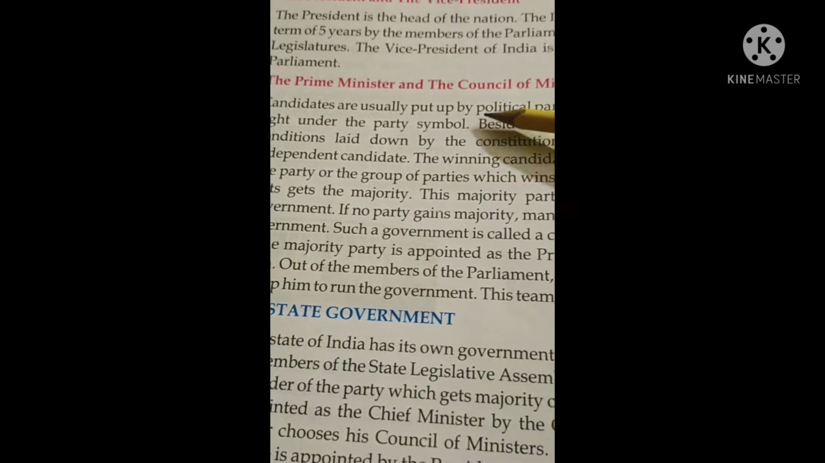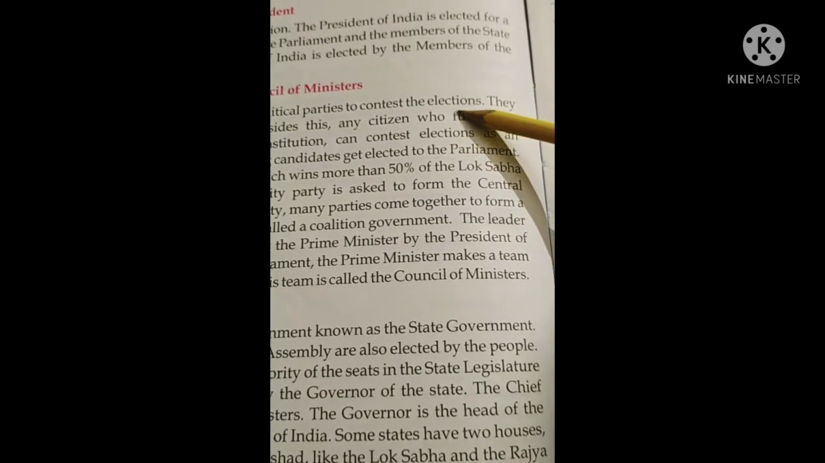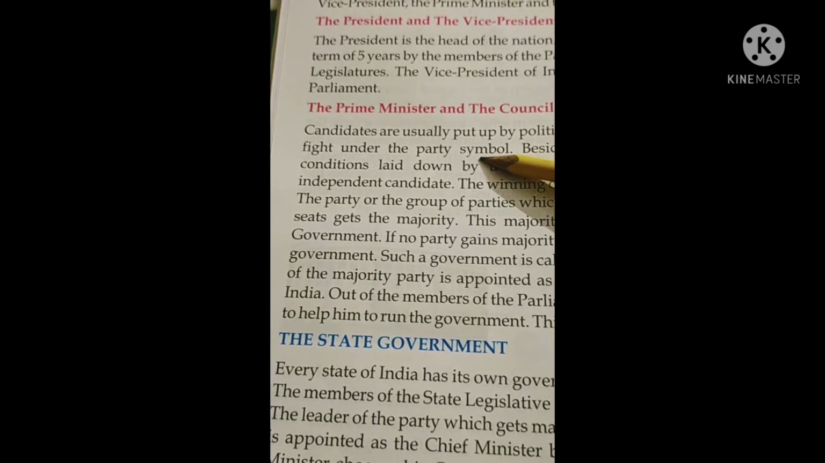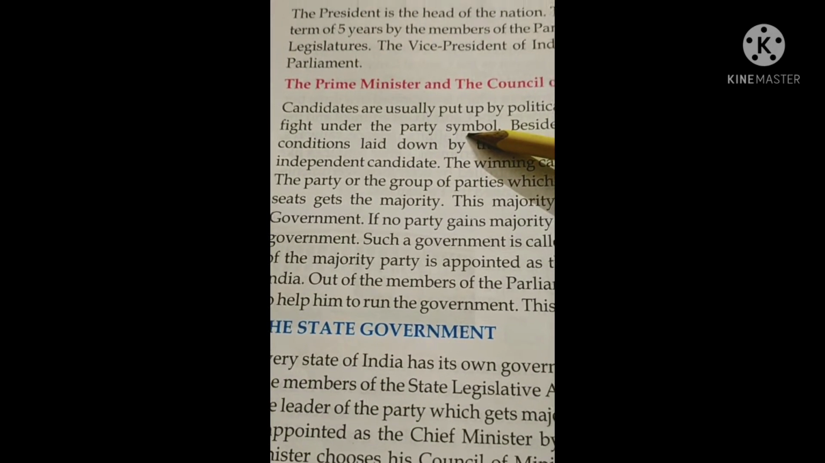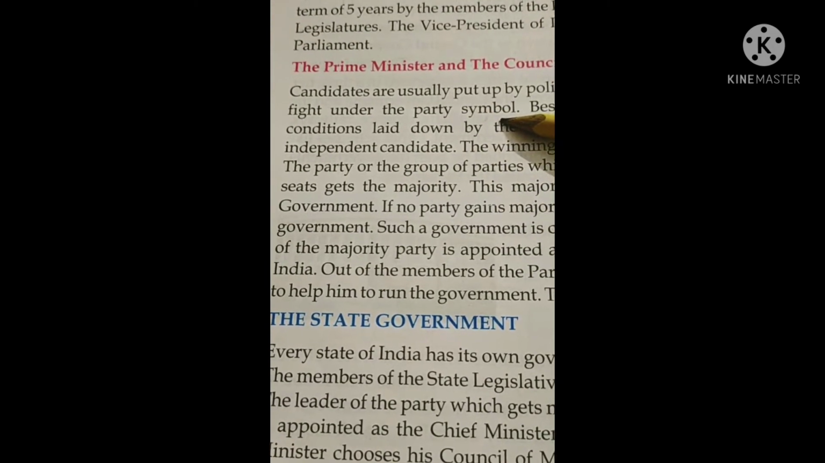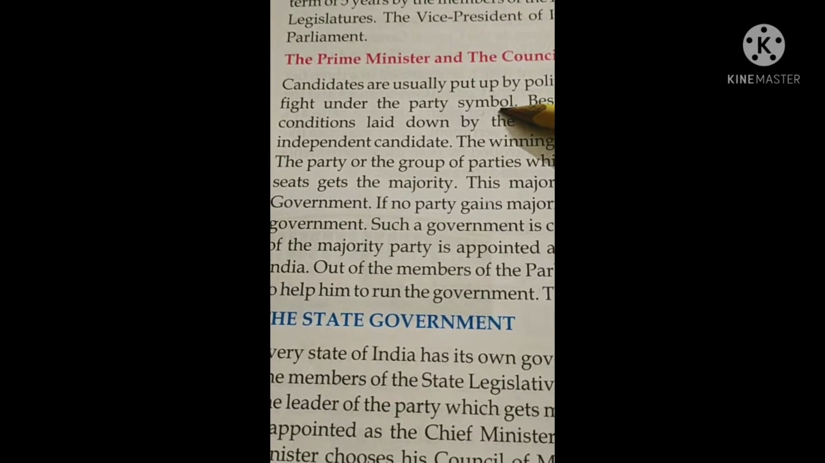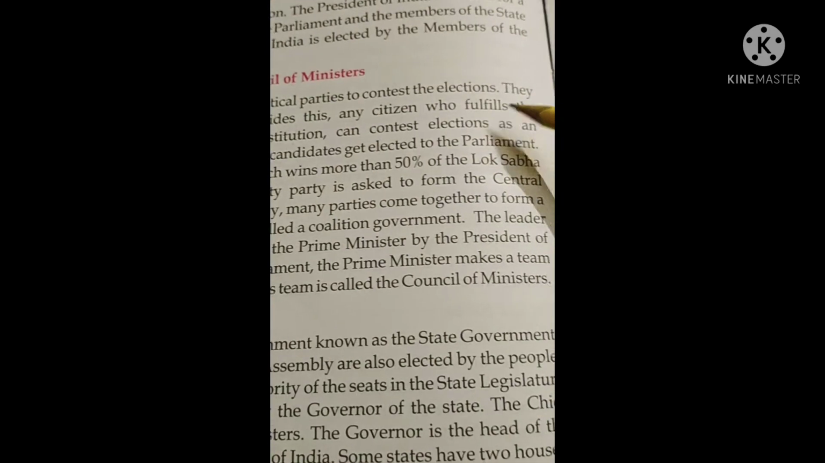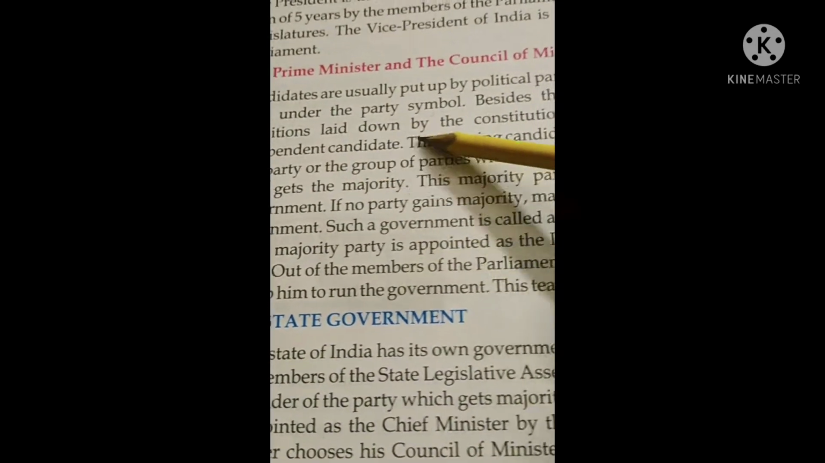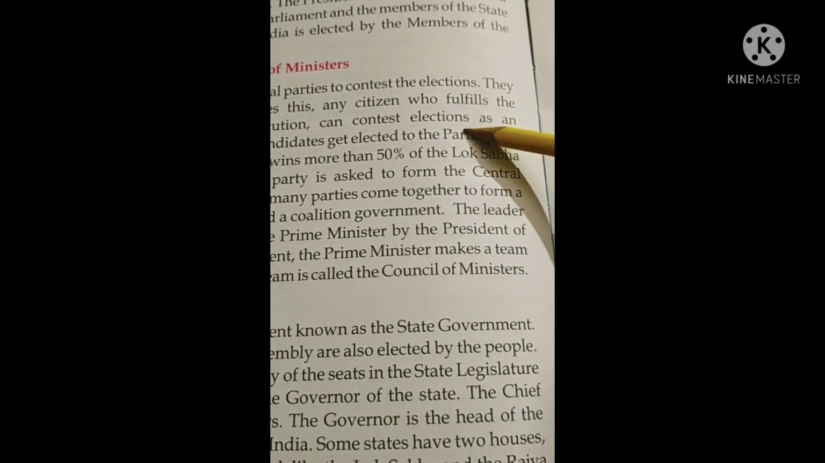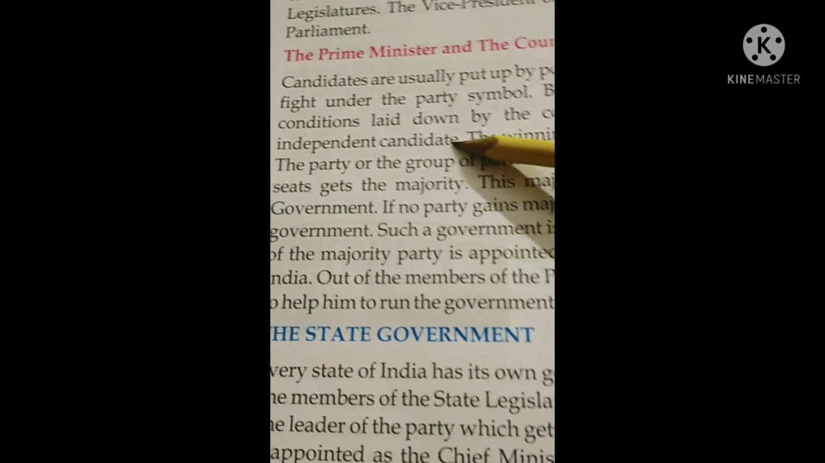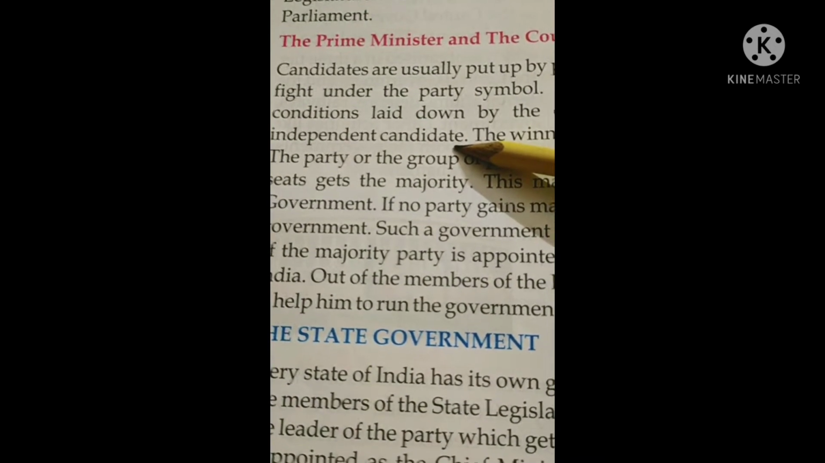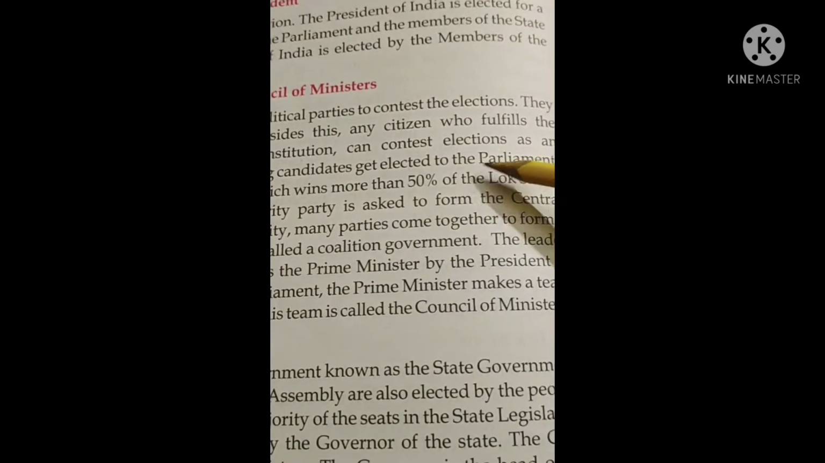Candidates are usually put up by the political parties to contest the elections. They fight under the party symbols. So the different political parties select their candidates and then they fight under the party symbol. हर पार्टी का अपना एक symbol होता है. Under that party symbol, that candidate contests for the election. Besides this, any citizen who fulfills the conditions laid by the constitution can contest elections as an independent candidate. पार्टी के अलावा independent candidate भी contest कर सकता है elections के लिए. The winning candidates get elected to the parliament.